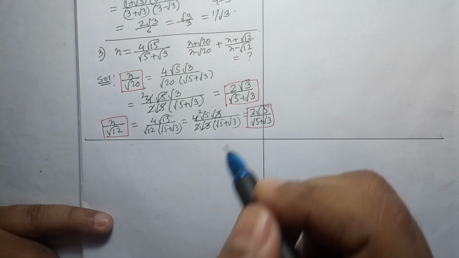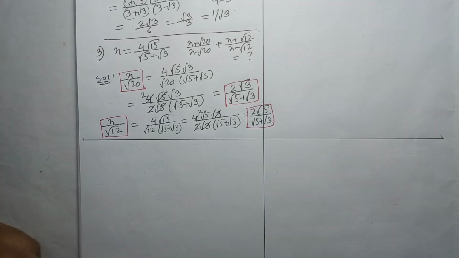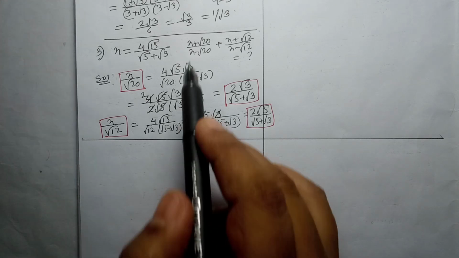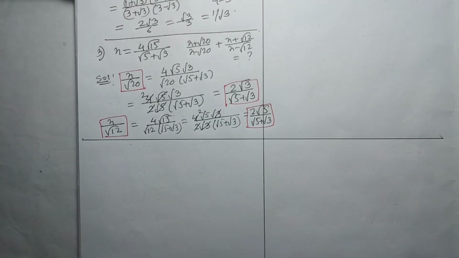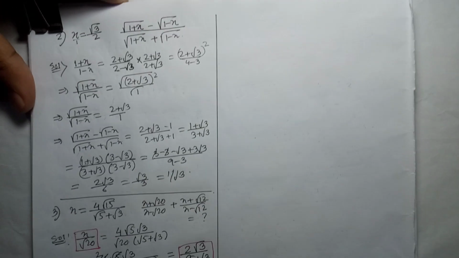Now I simply do componendo dividendo because I need x plus root 20 by x minus root 20. Copy it down, student, fast. We have to just gear up a bit. Copy down till here. Done, right?